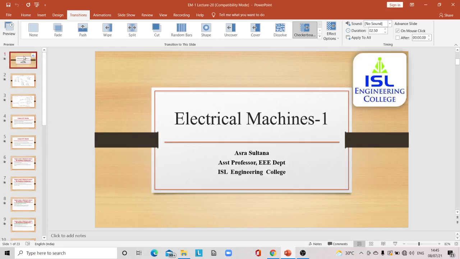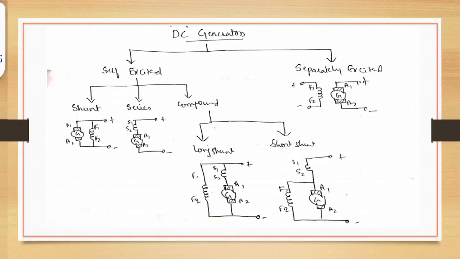So we have discussed various points in these two classes. Very important in the class before this and this class: types of DC generators, numericals, and various losses in a DC machine.